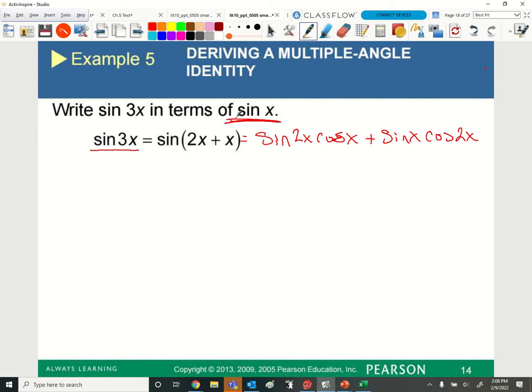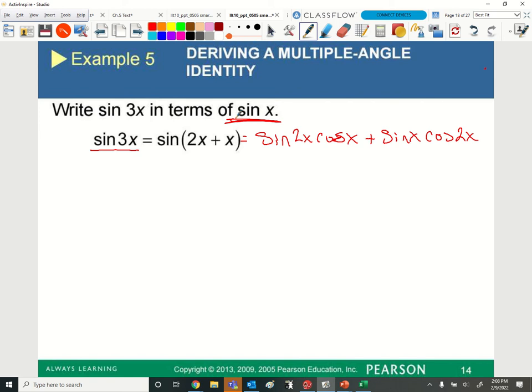That means x is a single angle. It's not a double angle, because a double angle would say 2x, wouldn't it? A triple angle would say 3x. Process of elimination here. So we only want single angles now. We want a single angle of sine. So everywhere that there is a cosine, I've got to get rid of it. Everywhere that there is a sine of 2x, I also need to get rid of that.